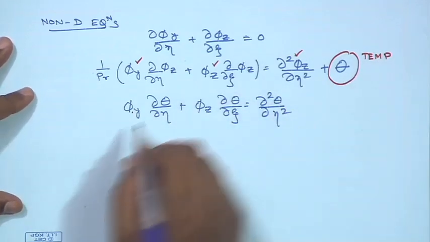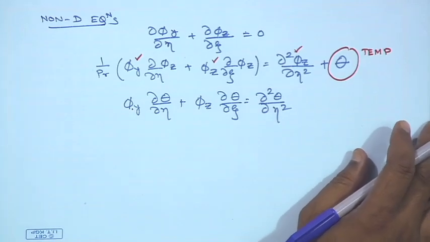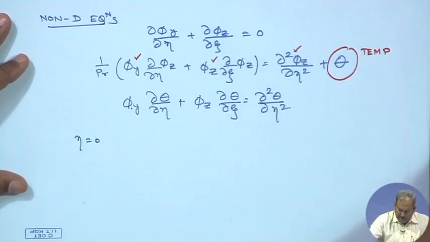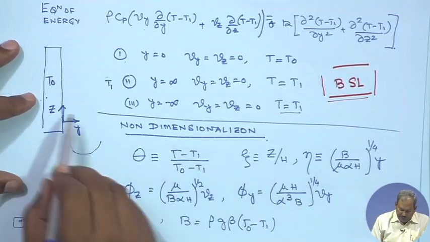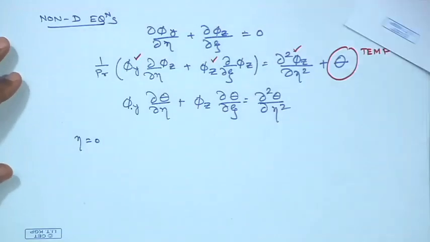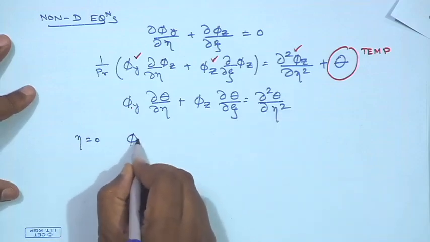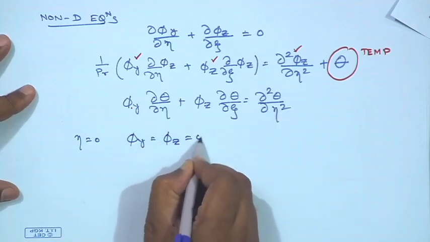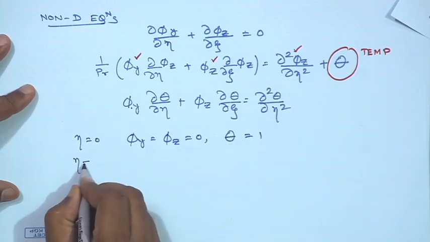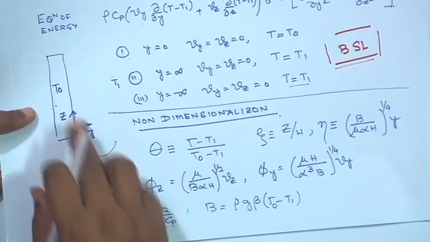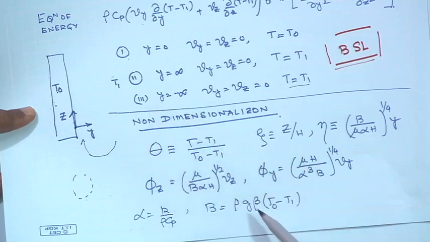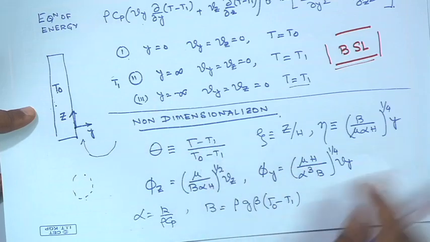When you convert the boundary conditions, at eta equals 0, that means at y equals 0, on the plate there would be the no slip condition and the temperature would simply be equal to T0. So, at eta equals 0, both the velocities phi y and phi z would be equal to 0, and the dimensionless temperature would be equal to 1. At eta equals infinity, at a point far from the plate there would be no velocity and the temperature is going to be equal to T1, and if the temperature is equal to T1, then theta is going to be equal to 0.